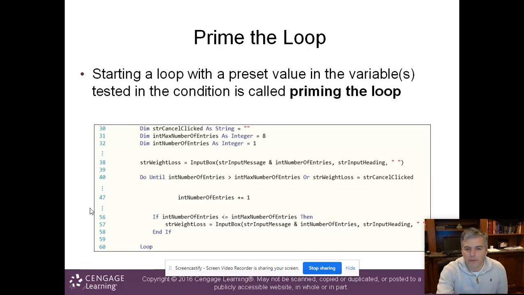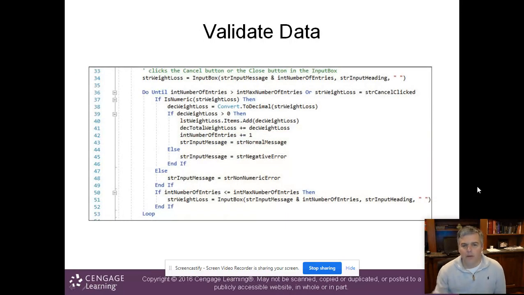The important part of this is priming the loop, where you're setting these two variables here and using them as control variables inside the loop. This is what the whole application is going to look like. So in here, we have our do until, we check if it's numeric, so this is our validation. We capture our value that was entered in the input box up here.